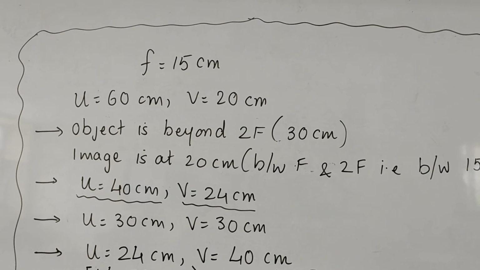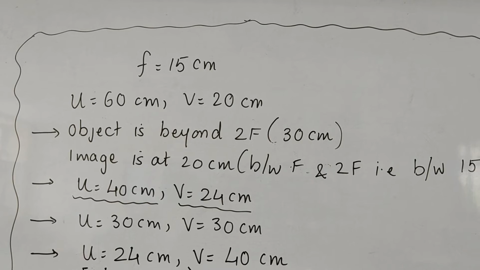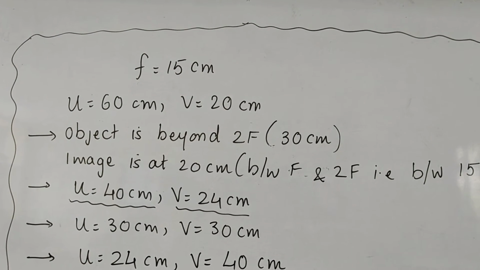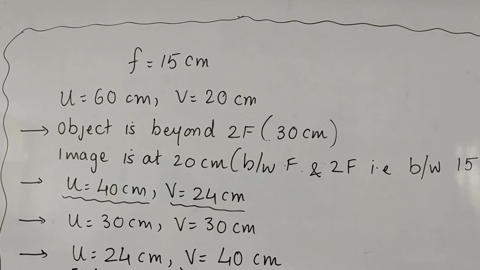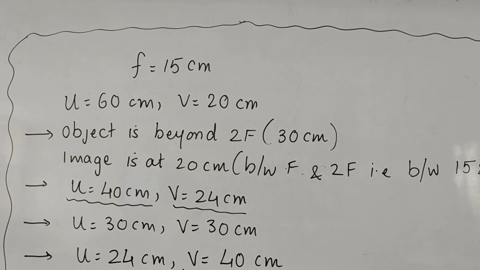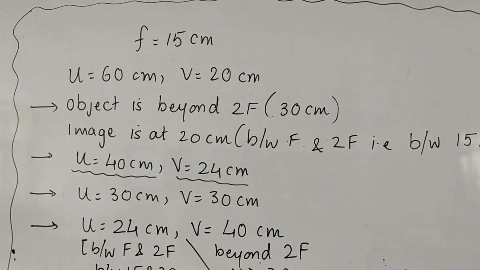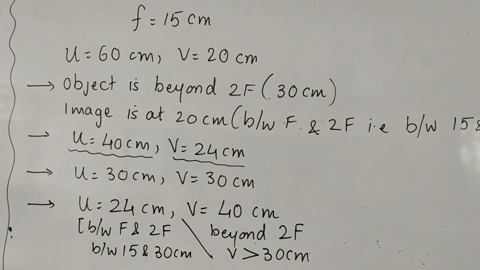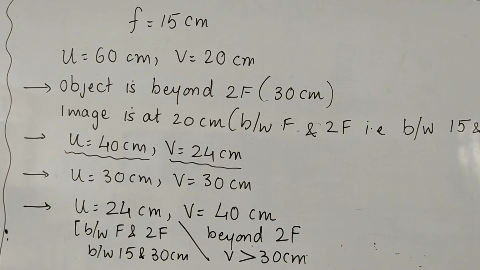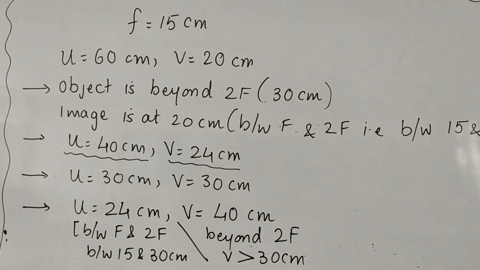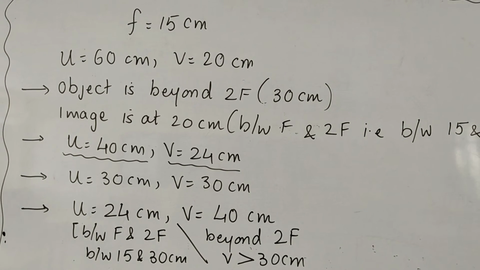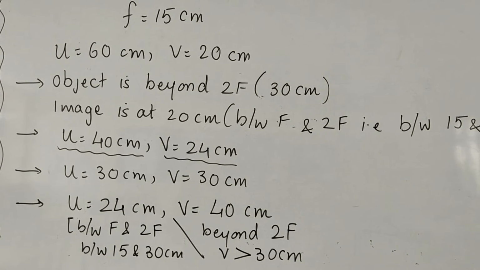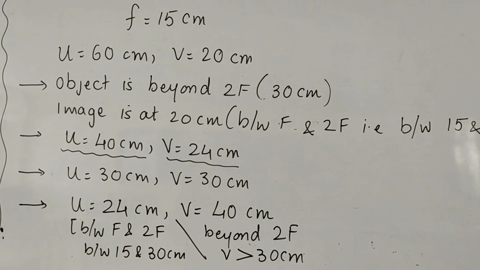Fourth, D set of readings: U is 24 centimeters, V is 40 centimeters. So 24 centimeters means the object is between F and 2F, because the object distance is more than 15 and less than 30 centimeters. And in this case, when the object is between F and 2F, the image is formed beyond 2F. It means our image distance should be more than 30 centimeters. And since V is 40 centimeters, maybe this observation is also correct.